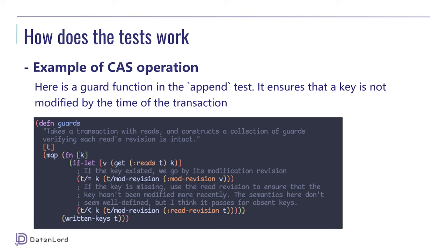As you can see, it first fetches the value of the key through a get operation, and then checks if the next modification revision of the value is the same as the current read revision. If the key is missing, the predicate will be that the next modification revision of the key will be less than the latest global revision observed by the previous get operation.